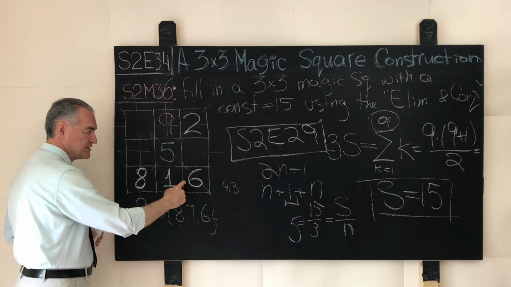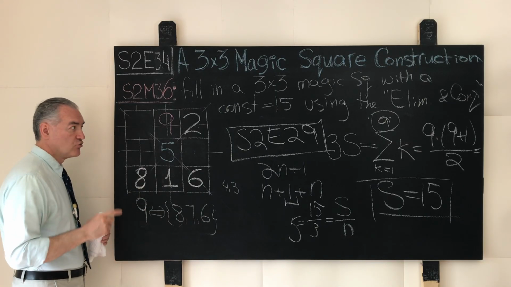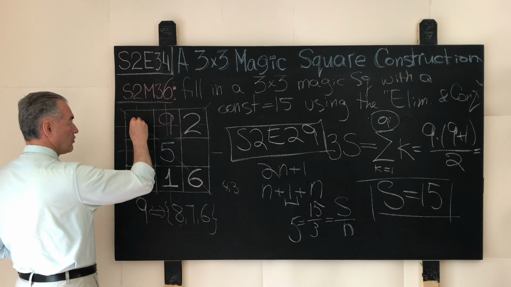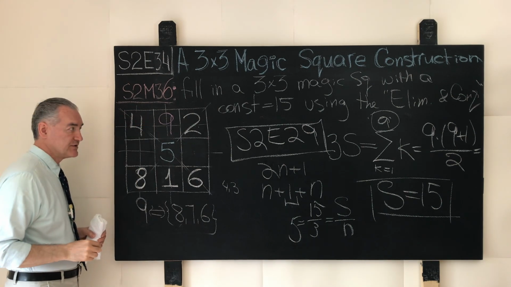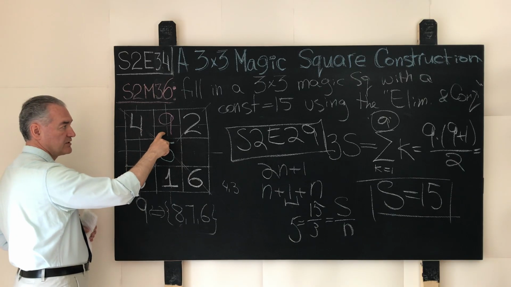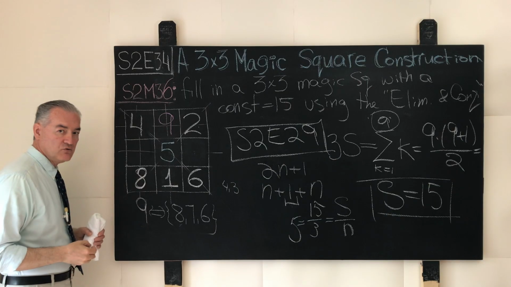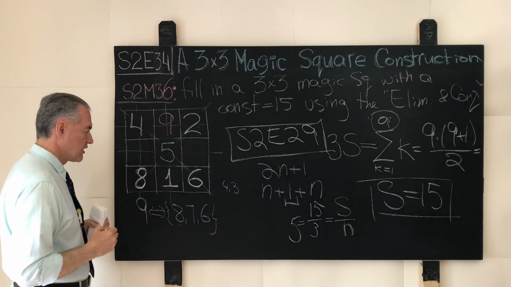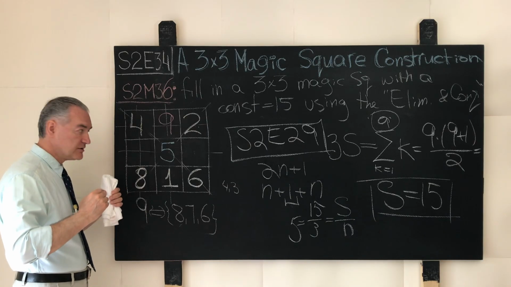Now that we know that 6 and 5 is 11, 15 minus 11 is 4. So the contents of this upper left cell are also locked in. 4. As a double check, 4 and 9 is 13, 13 and 2 is 15. And now we're squeezing our eliminate and conquer vice, so to speak, tighter and tighter.